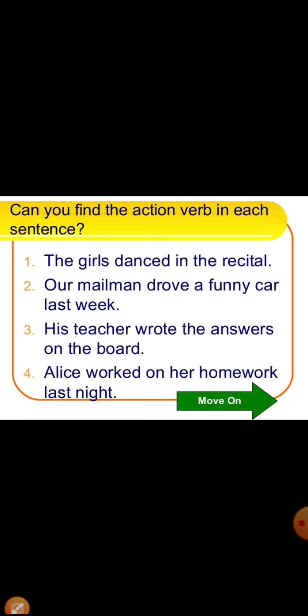Now, tell me, can you find the action verb in each sentence? The girls danced in the recital. Here, danced is the verb, main verb, or you can say action verb. Our mailman drove a funny car last week. In this sentence, drove is the action word. His teacher wrote the answers on the board. Here, wrote is the action verb. Alice worked on her homework last night. Here, worked is an action verb.